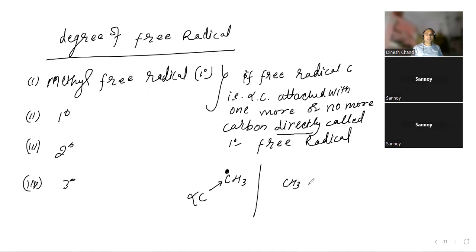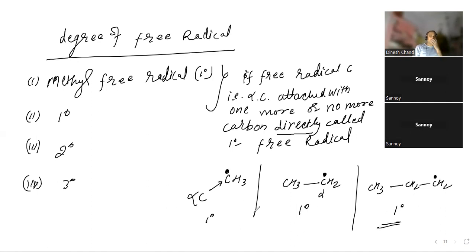Here you see CH3, CH2. If you see, this alpha carbon is attached with one more carbon directly, so again it is going to be 1 degree, and this is also going to be 1 degree. Next one you see CH3, CH2, CH2, and this is again 1 degree. Yes or no? Are you getting this one? Directly one more carbon or no carbon, so that is 1 degree.